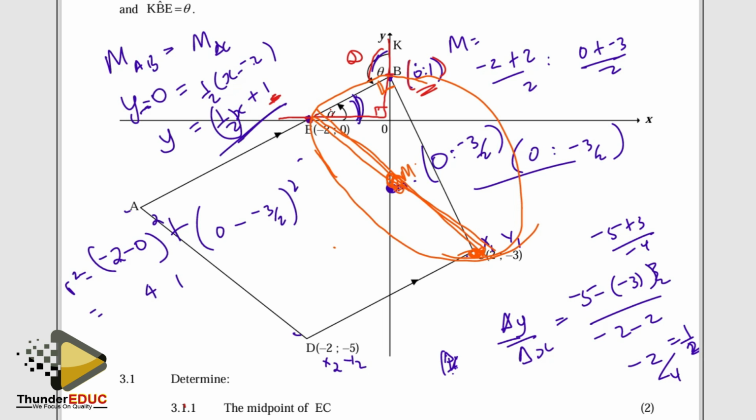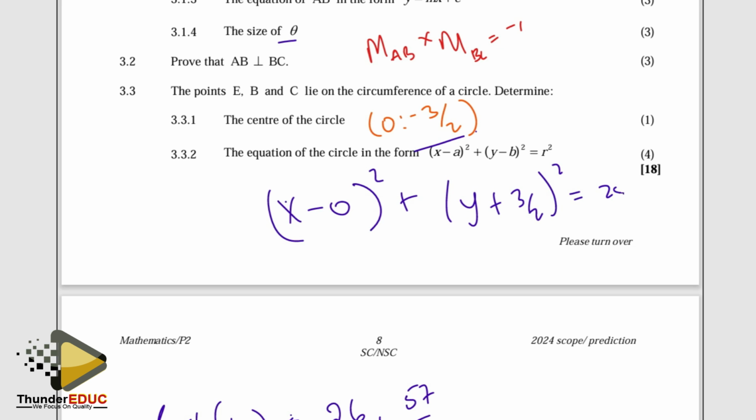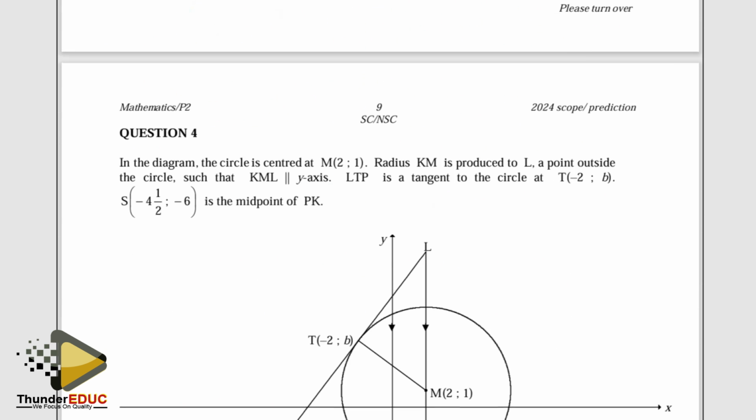So that's 4 plus 9 over 4. That is 16 plus 9 over 4, which is 25 over 4. That's my r squared. Then I'll just go back and say x minus 0 squared, and then y plus 3 over 2 squared must give us 25 over 4. So it's x squared plus y plus 3 over 2 squared equals 25 over 4. It would make much more sense. So those are 18 marks.